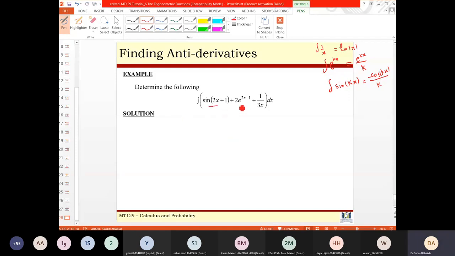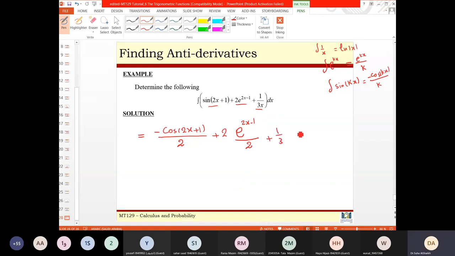I have 3 parts: sine, exponential, and 1 over x. So the integration of the sine is minus cosine of 2x plus 1 over the derivative of 2x plus 1, which is 2. What's the integration of 2 exponential 2x minus 1? 2 is a constant. The integration of the exponential is exponential of 2x minus 1, but we divide by the derivative of 2x minus 1, which is 2. Plus 1/3 is a constant here.